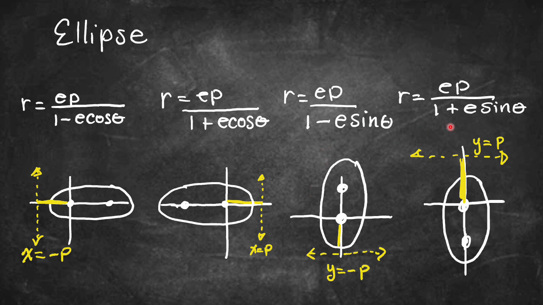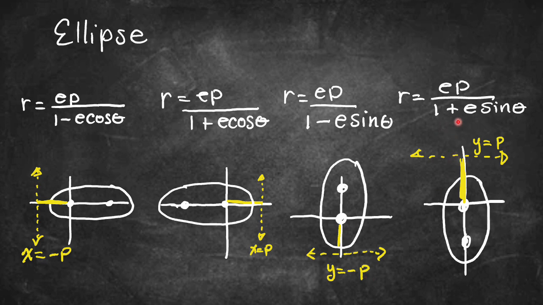So now with the sine thetas, if you have a sine in the denominator, then your major axis is going to run vertical. If you have a minus E sine, that means your directrix is going to be below the pole. So when we draw the first focus point on the pole or the origin, the second one is going to be above it and the directrix will be below. So because this is a horizontal line and it's below the x-axis, we're going to have our directrix as y equals negative P.